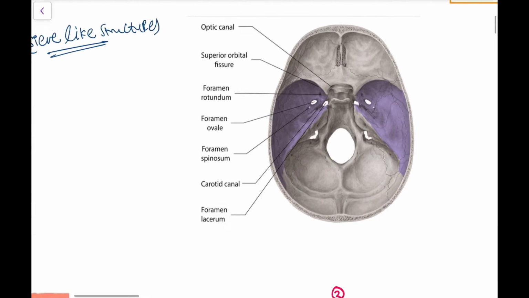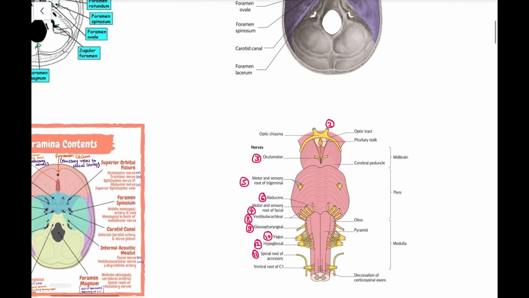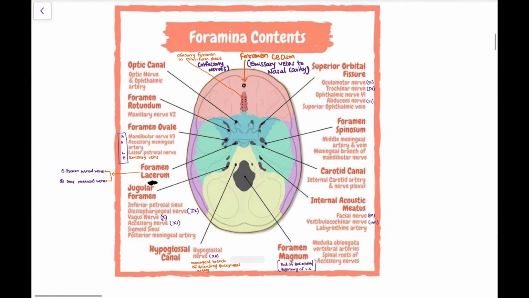Now this is again the diagram of the same: this is the optic canal, this is the superior orbital fissure, then this is foramen rotundum, this is foramen ovale, then foramen spinosum, and the middle part is the foramen lacerum, and here is the carotid canal. Now we will deal with the structures passing through these foramina.